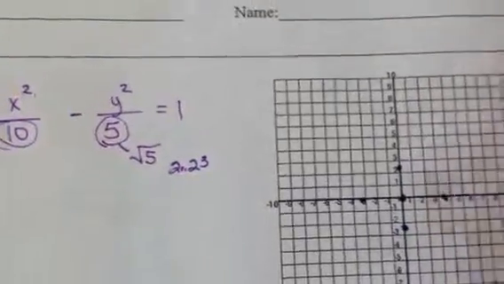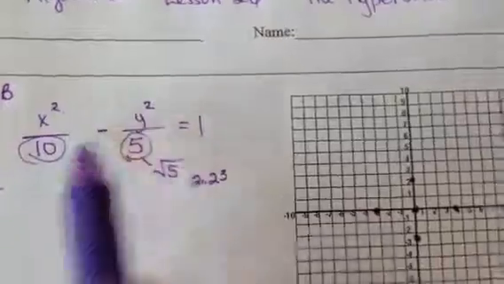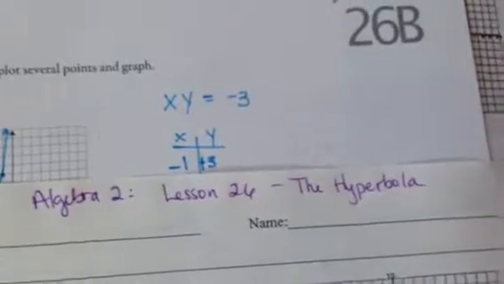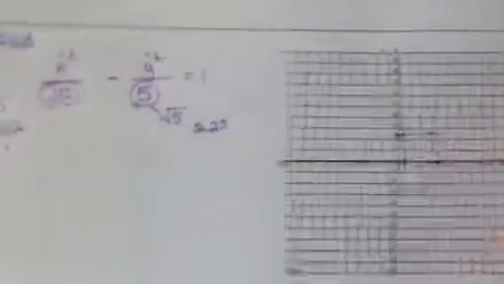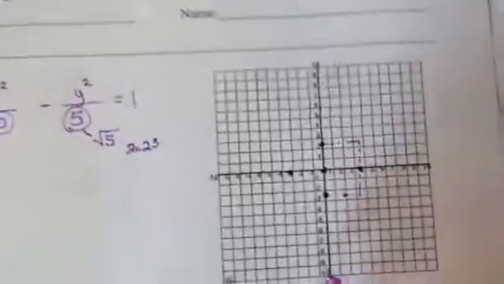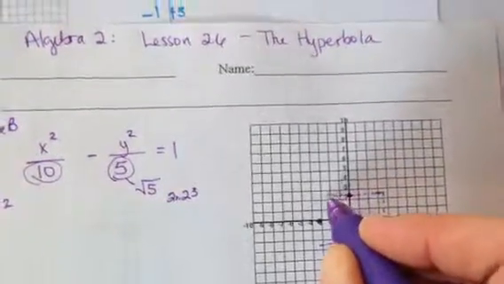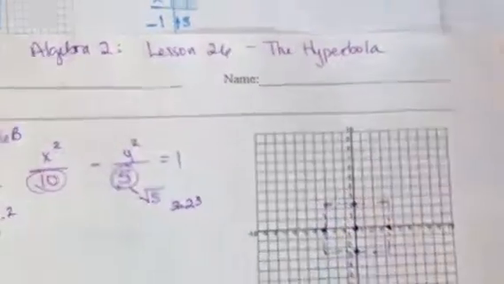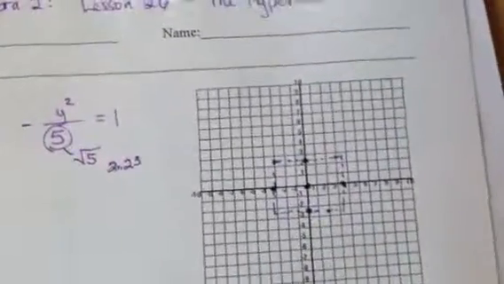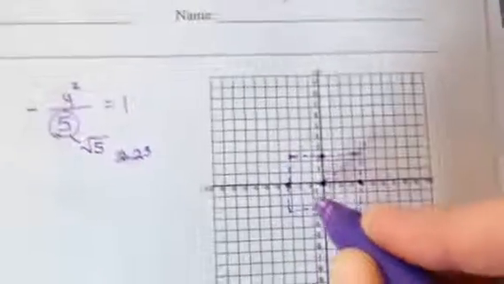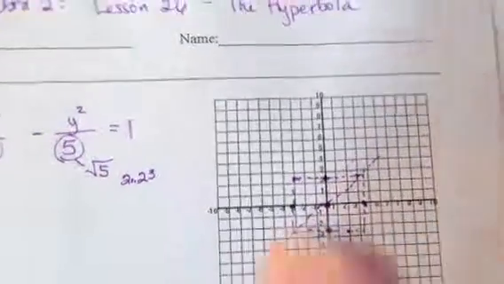Now, since this is a hyperbola, I know that because I'm subtracting, I'm going to make this fancy little rectangle. I'm going to do this. Whoops. How about if I move my phone so you can actually see what I'm doing? Okay, there's my little rectangle right there. Then do your diagonals. Extend them out a little bit.